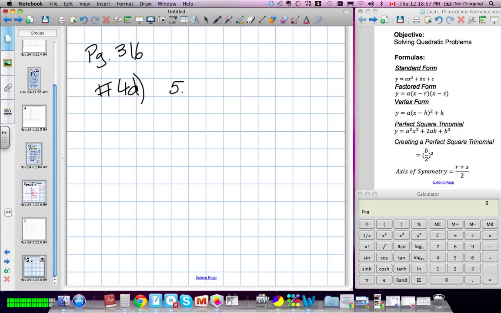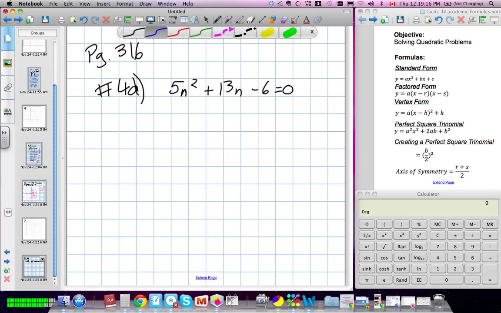So this is homework you're going to do tonight. This question says 5n squared. Was it D or B? D? Okay. Plus 13n minus 6 is equal to 0. The question says solve by factoring, check your solutions, okay? So, solving by factoring, that means I need to factor this.